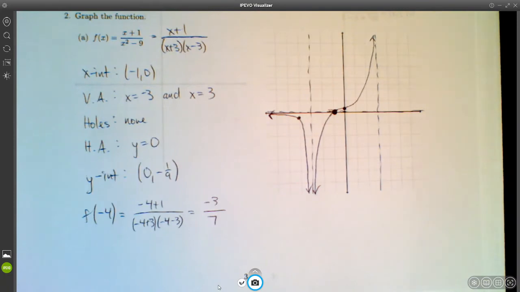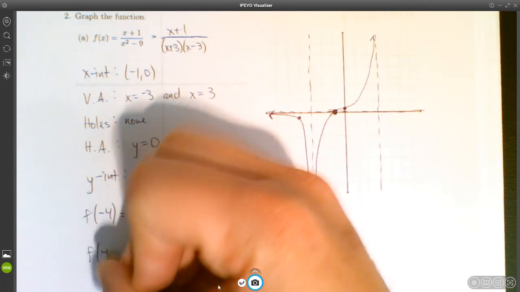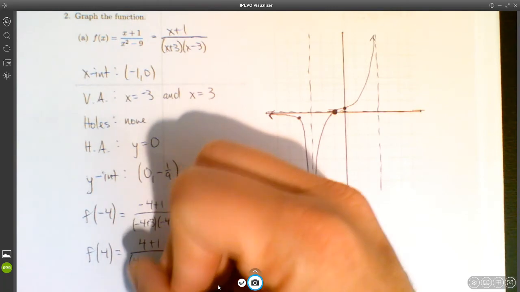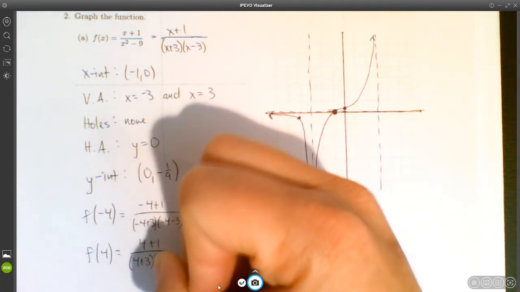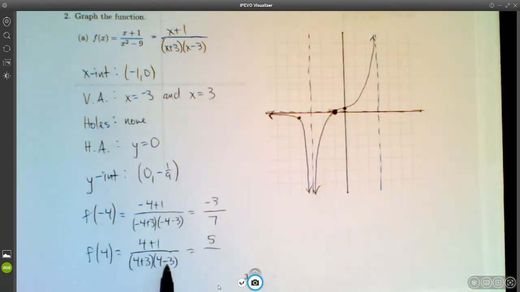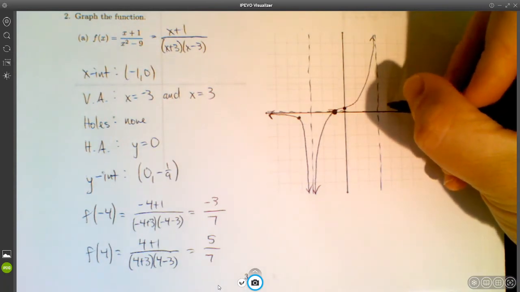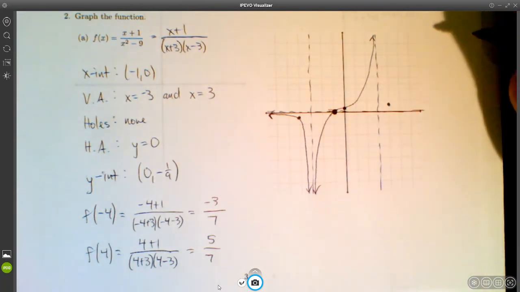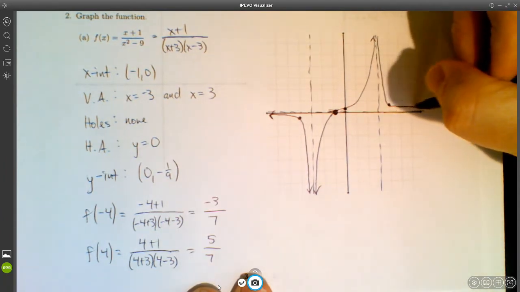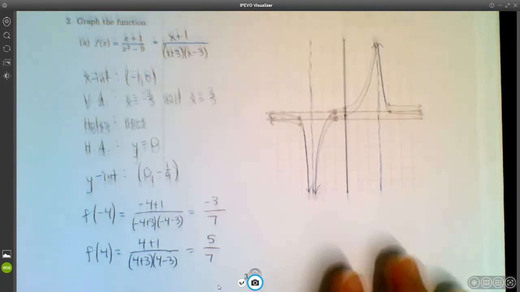Okay? And then I can do the same thing over here. Figure out if I'm above or below. So I'm going to plug in 4 to see where I'm at on that side. Get 4 plus 1 over 4 plus 3 times 4 minus 3. That would be 5 over 7 times 1, 7. So 5/7. So over here I'm above. I'm at 5/7, right? So that tells me it must look something like this on the right-hand side of the graph. Okay, so there's the picture that we get.